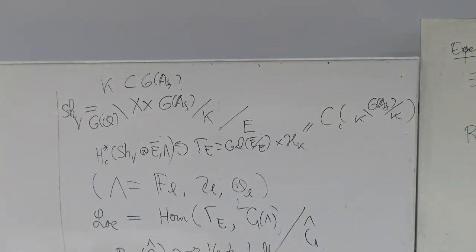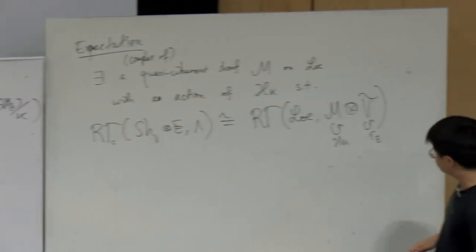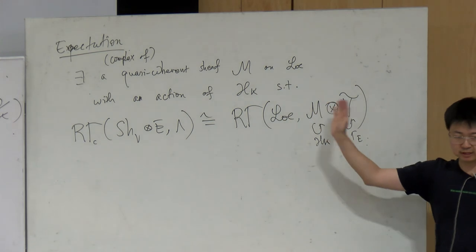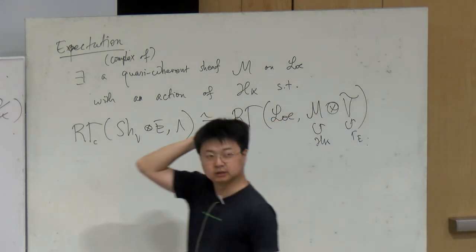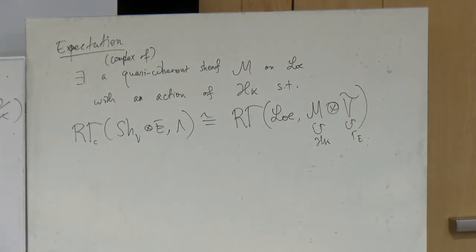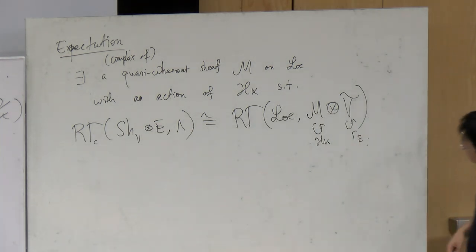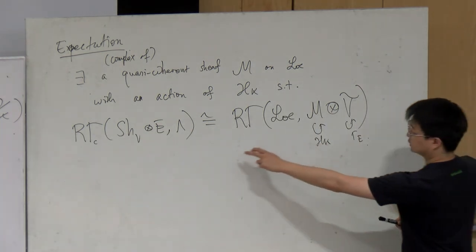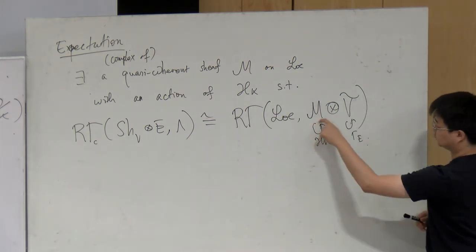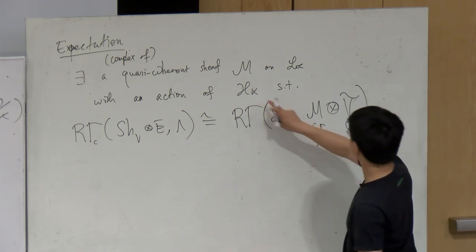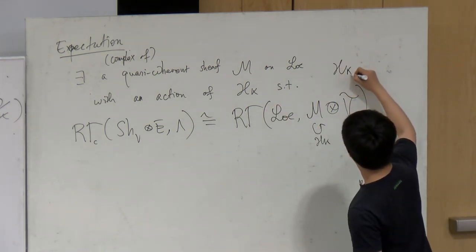All right. Okay. So anyway, this is the expectation. As I said, in the function field case, this already follows from Lafforgue's work. What I add in the number field situation is really just to separate this into two parts, where this shift only depends on the finite Hecke algebra.